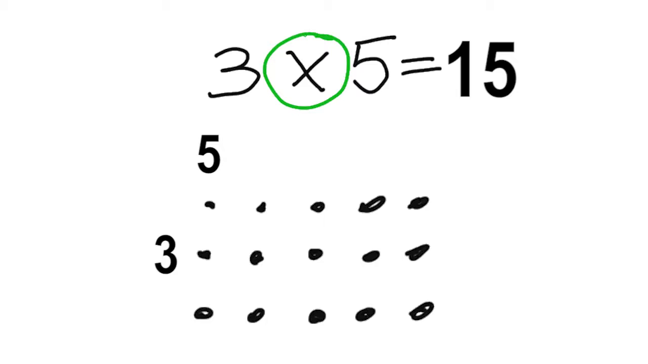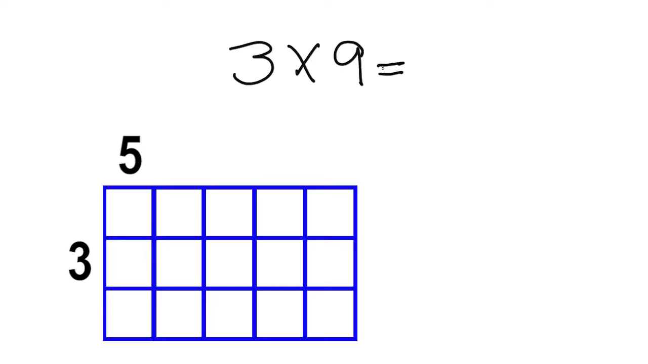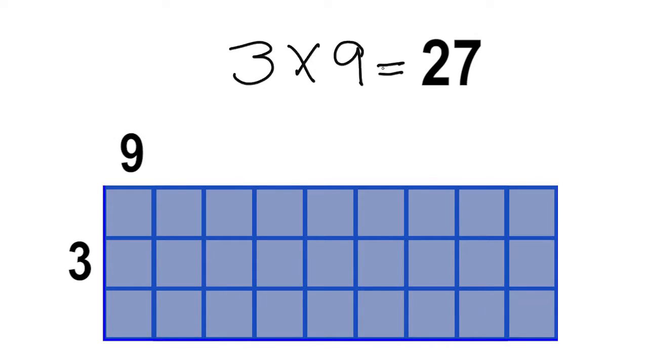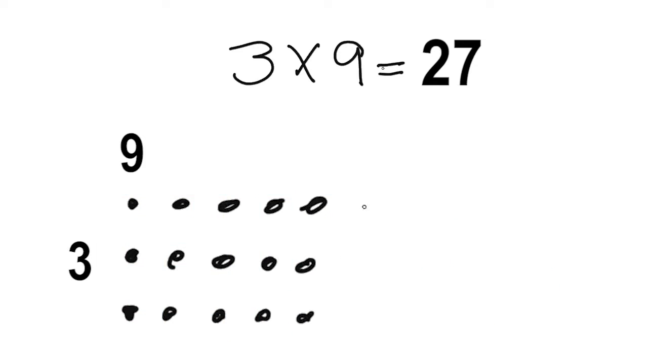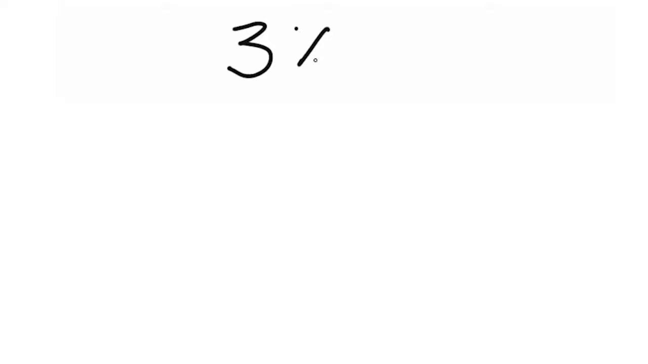Can you change this array to represent 3 times 9? Instead of 3 rows of 5, I'll make 3 rows of 9, which equals 27 total cubes. To draw this model, I'll add 4 extra cubes to each row to make rows of 9 for a total of 27 cubes.